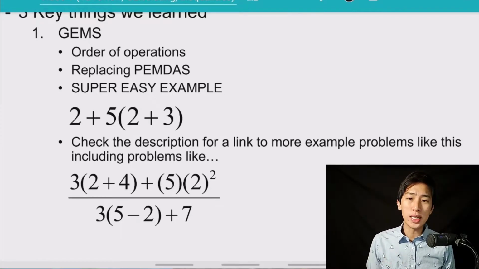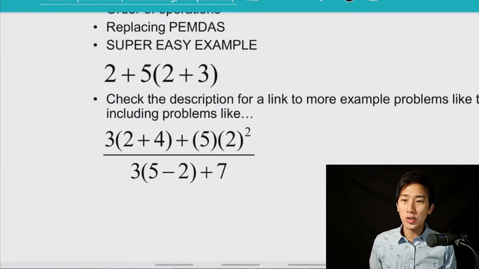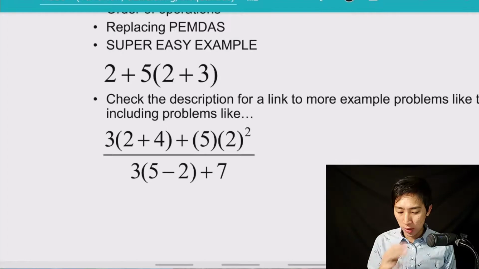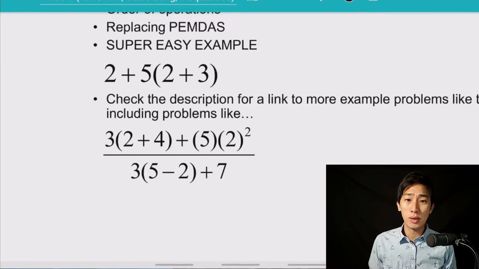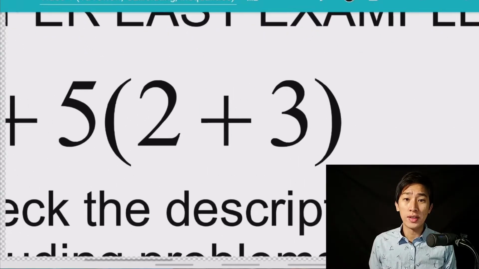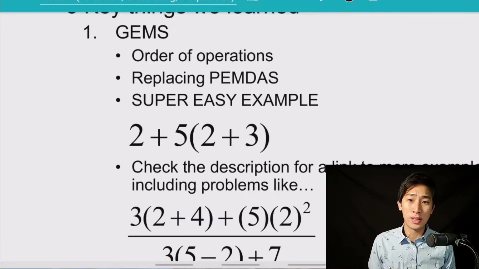It's really easy and really simple. When you see problems like this, all you have to do is ask, what comes first? Do I do groupings, exponents, multiplication, or subtraction? This is my order, so where's my groupings? You see the parentheses there, so that's what you're going to be focusing on. You're going to say, hey, let's work on this first, so ignore everything else. That's what GEMS says: find what goes first and ignore everything else.